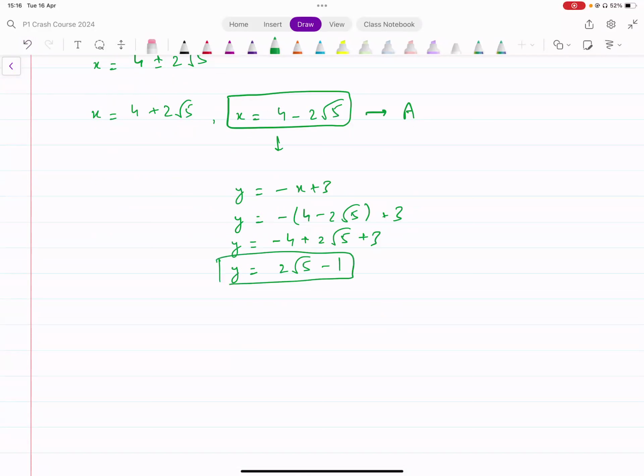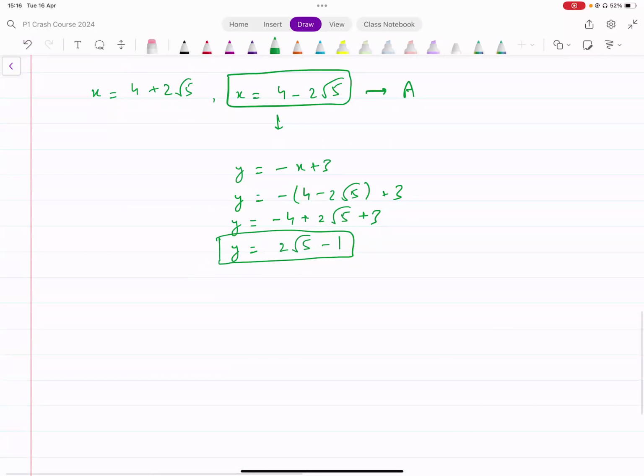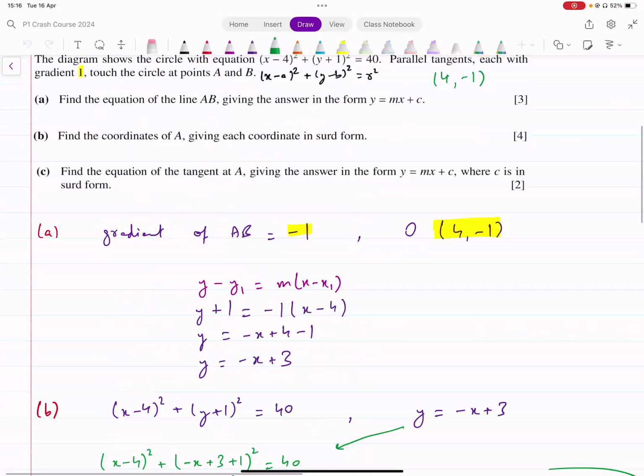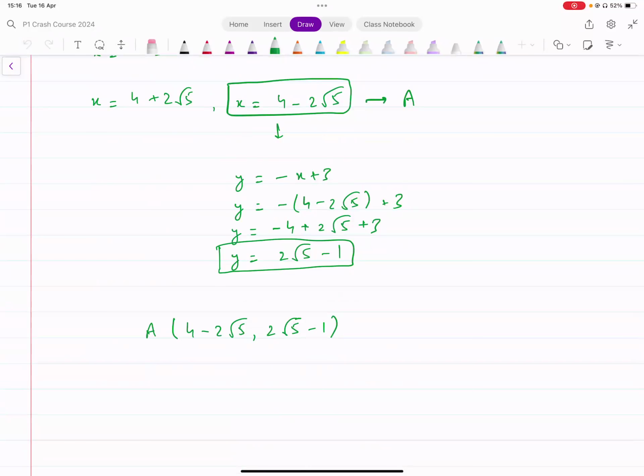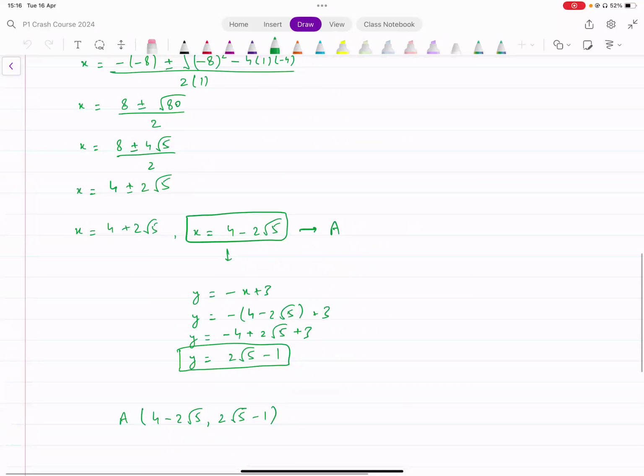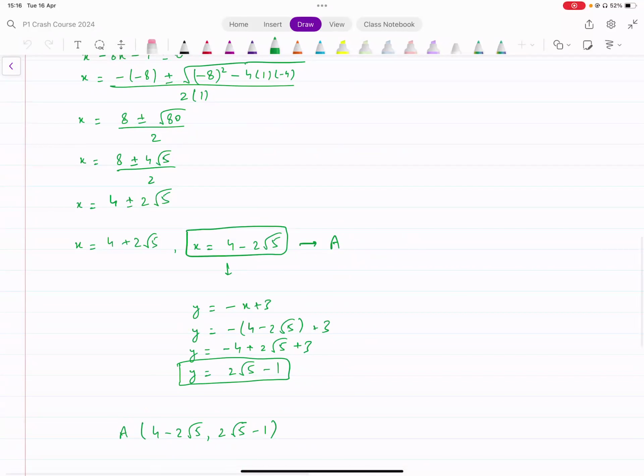This is the y coordinate of A. Now you can write both the coordinates together. You can say the coordinates of A therefore are 4 minus 2 under root 5 and 2 under root 5 minus 1. And that's your final result. This is the answer in surd form. This is the point A that we were looking for.